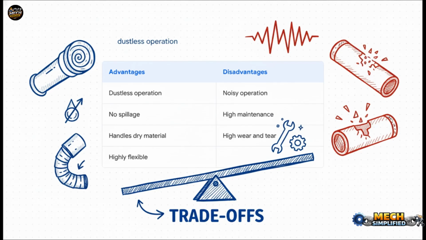There are always trade-offs. On the one hand, the pneumatic system is fantastic. It's totally dustless, no spills, super clean. But that comes at a cost. Blasting all that abrasive ash through pipes at high speed causes a ton of wear and tear, which means higher maintenance bills. Oh, and yeah, they can be pretty noisy too.